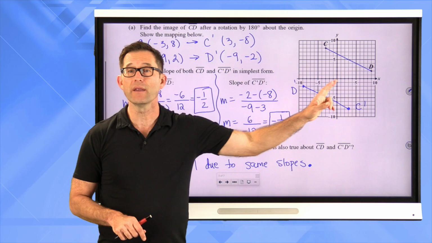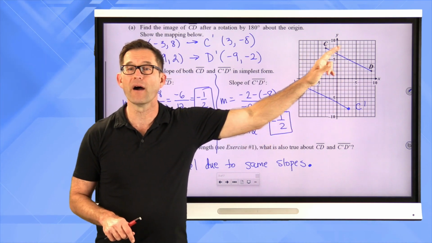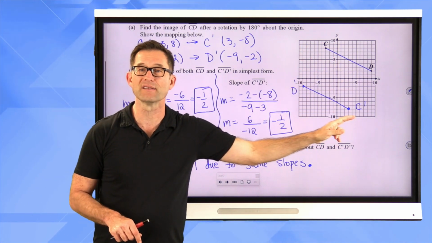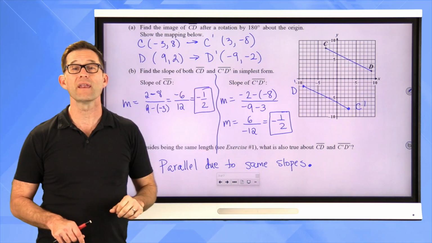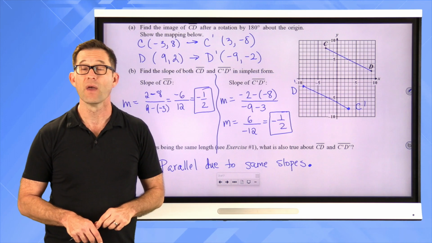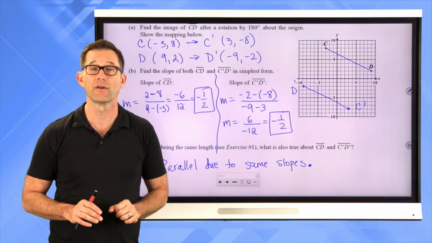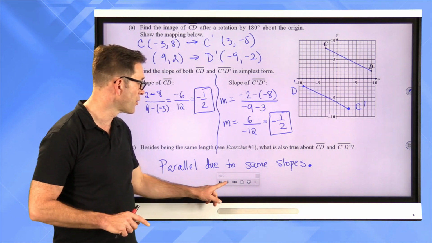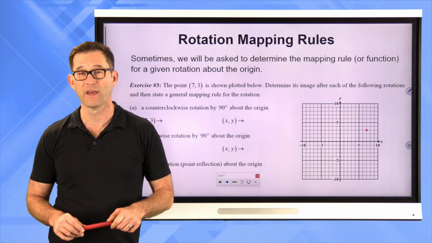So in this case, right, when we rotate CD by 180 degrees about the origin to get C prime D prime, we get an image segment that is parallel to the pre-image segment. And that will always occur with 180-degree rotations where the center of rotation is not on the line you're rotating.